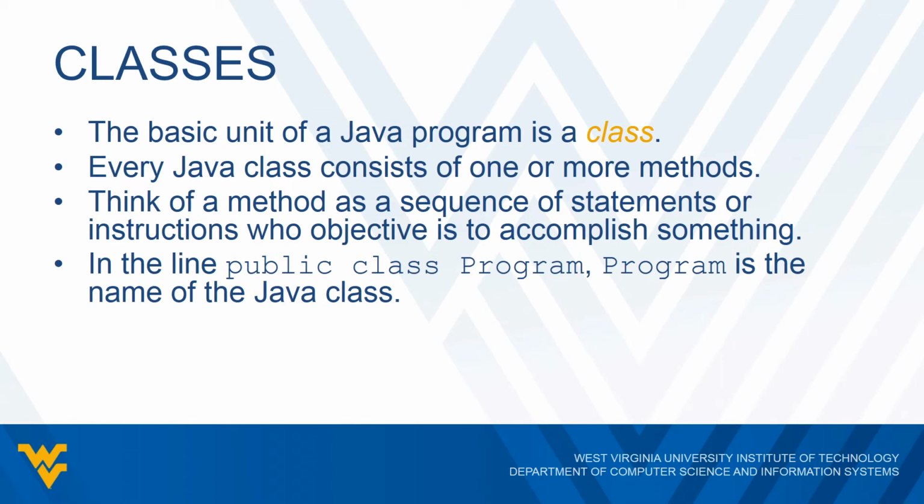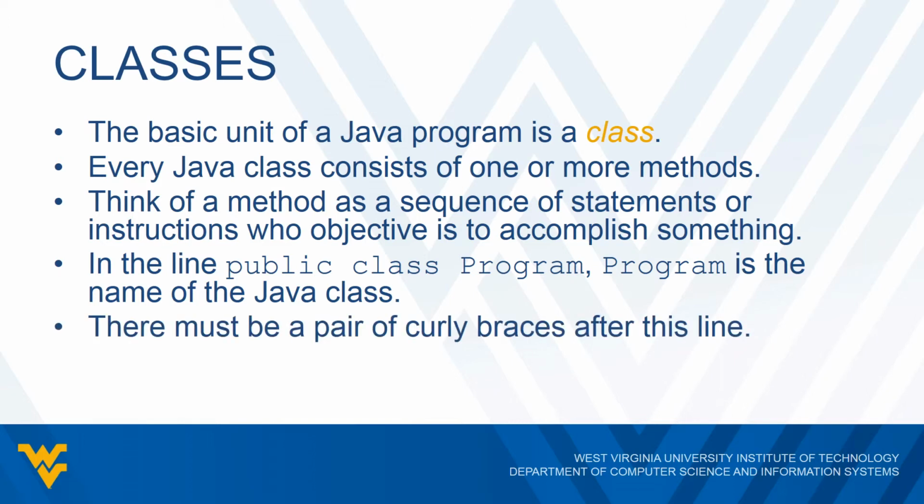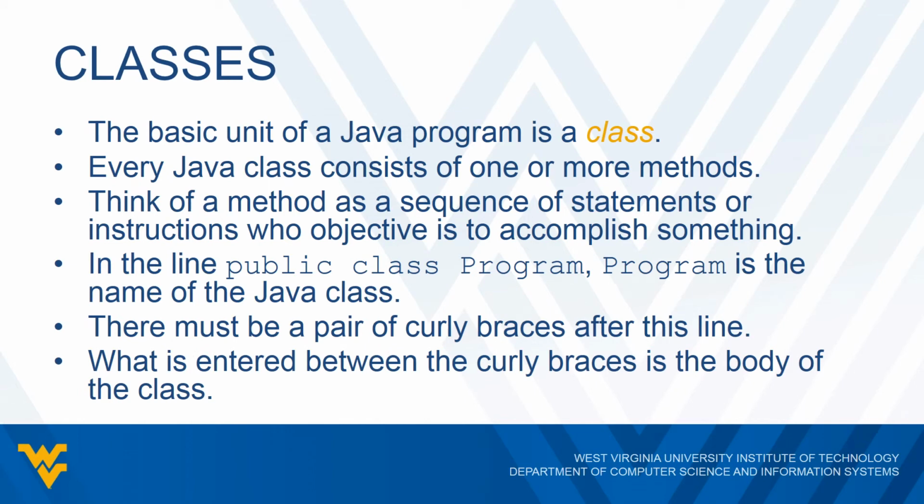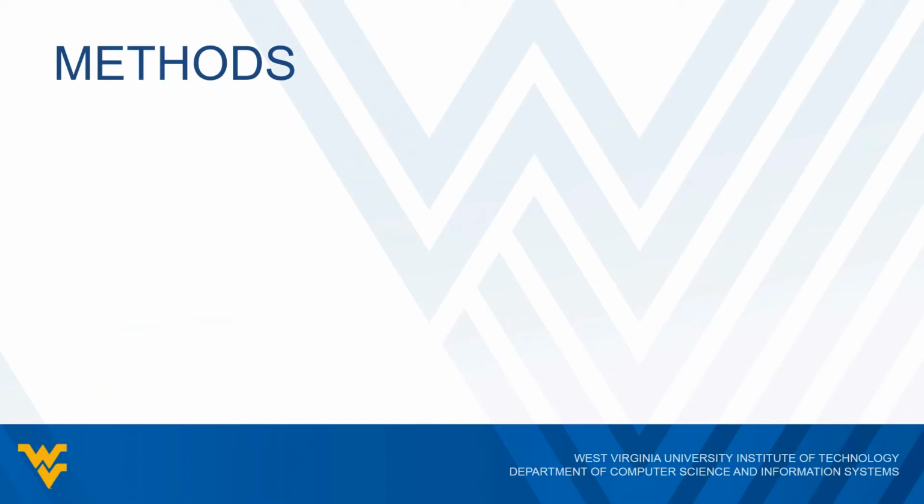So in the example we just went over, if you look at the line public class program, the very first line of our program, the word program would be the name of our Java class. Now after this line, you must have a pair of curly braces afterwards. Without it, it's part of the syntax rules. You're required, you're stuck with it. And what is entered between the curly braces would be the body of the class. So this would be all the other methods that are associated with that class.